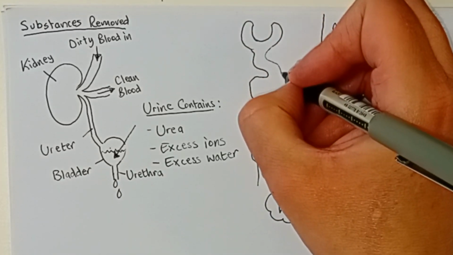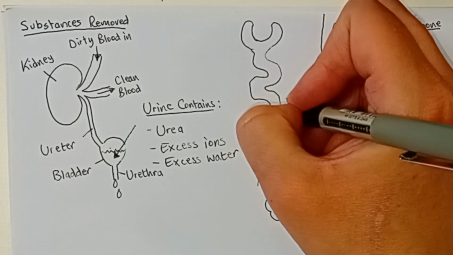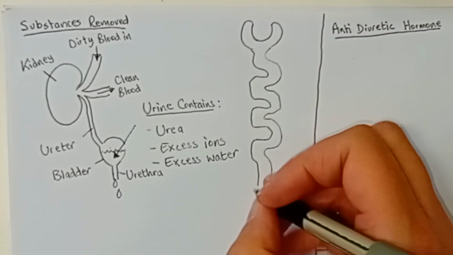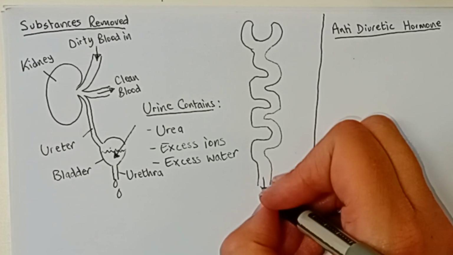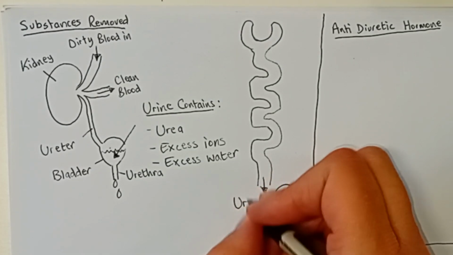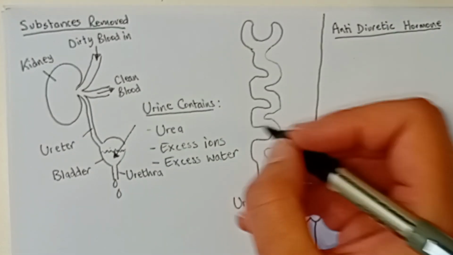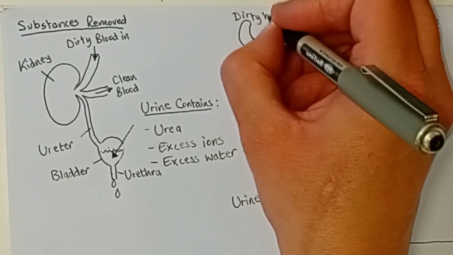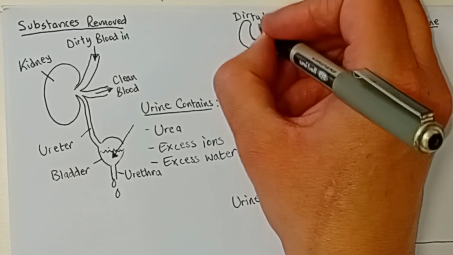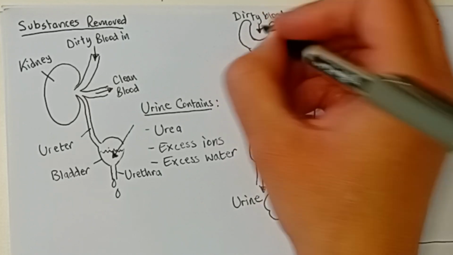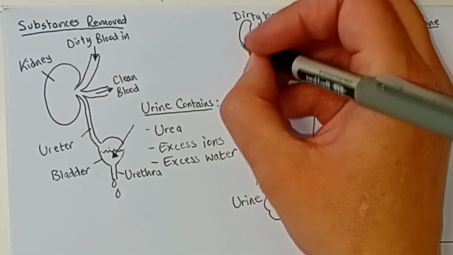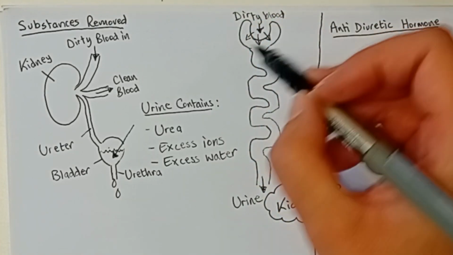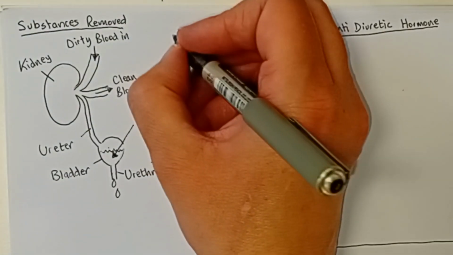And this is what the filtrate goes through. The filtrate is what eventually will become the urine. So that becomes urine at the bottom. So the dirty blood goes in the top. And it's squeezed out, it's filtered. So this is where filtration happens at the start.